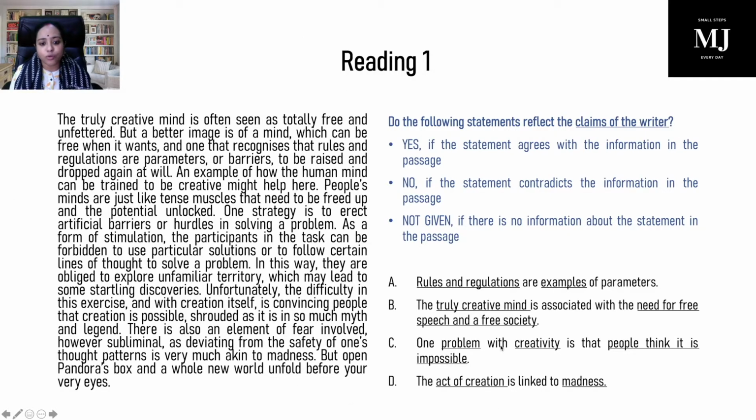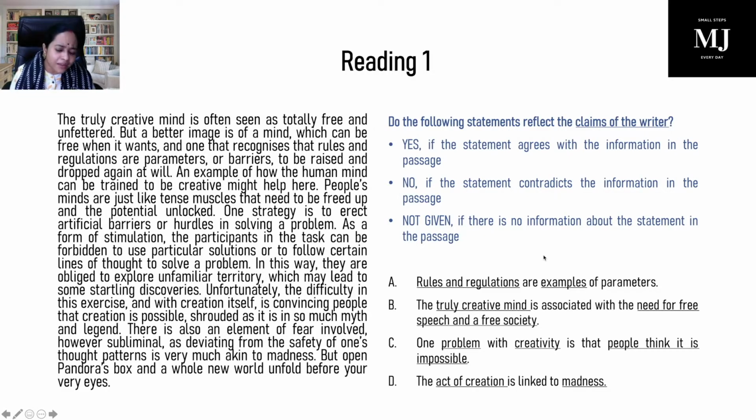Now let's come to the questions, guys. Rules and regulations are examples of parameters. Now see guys, we are not at all reading the passage. We are directly reading the questions and marking the keywords. Rules and regulations are examples of parameters. So rules and regulations can be our keywords. Examples can be our keywords. Parameters can also be the keyword.